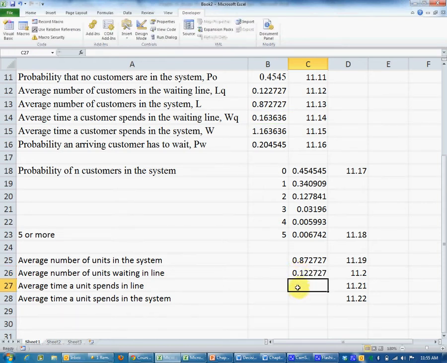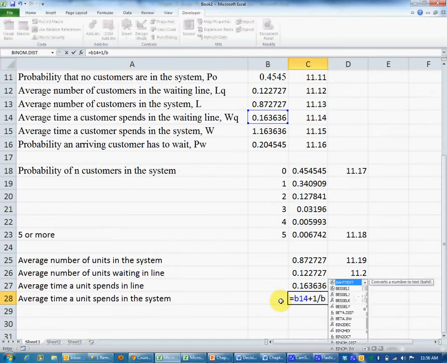0.122. Average time a unit spends in line, or a person, either way. Average time a unit spends in line equals B12 divided by B5. 0.16. Now, okay, I'll talk about that in a second. Average time a unit spends in the system equals B14 plus 1 divided by B6.